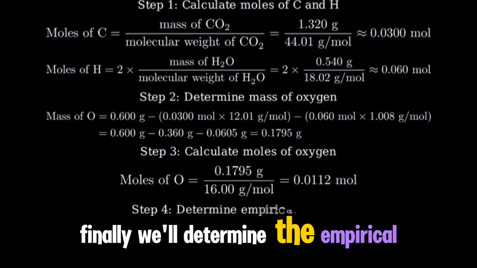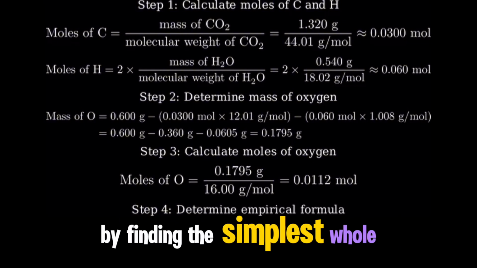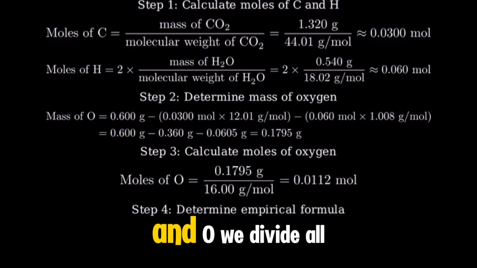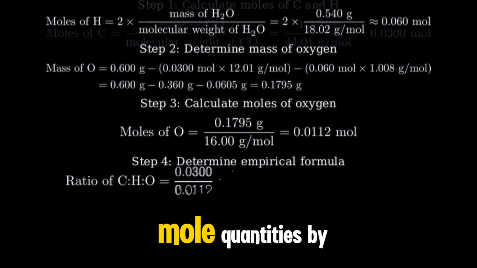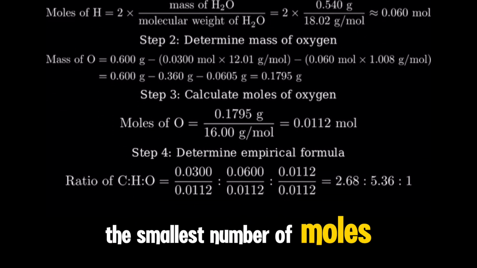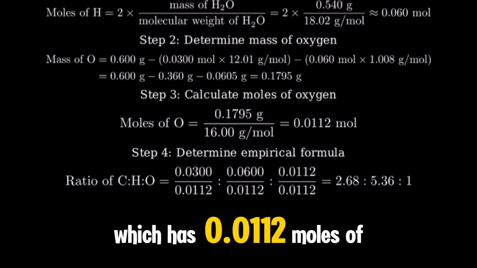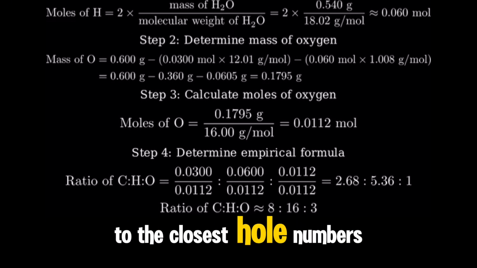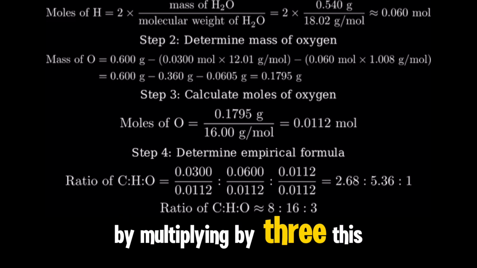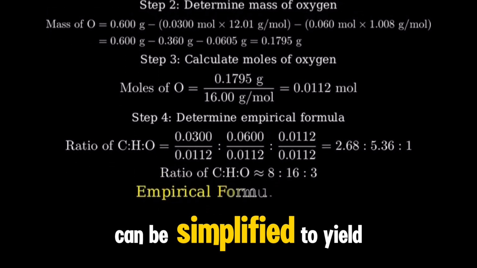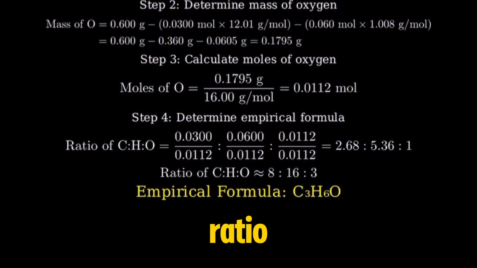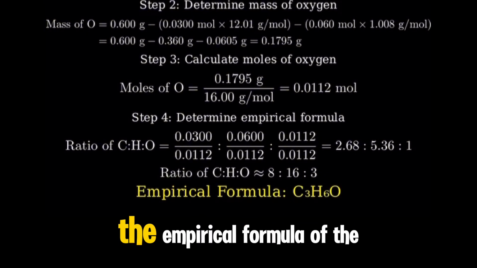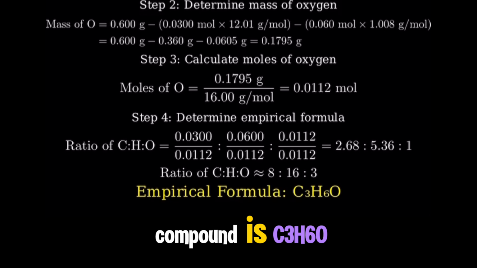Finally, we'll determine the empirical formula by finding the simplest whole number ratio of C, H, and O. We divide all mole quantities by the smallest number of moles, which is 0.0112 moles of oxygen. We can approximate this ratio to the closest whole numbers by multiplying by 3. This ratio can be simplified to yield the smallest whole number ratio. Therefore, the empirical formula of the compound is C3H6O.